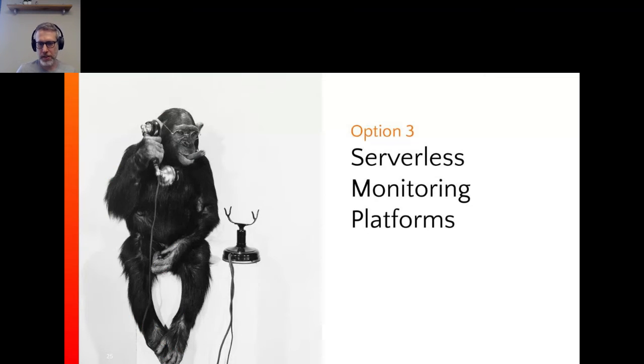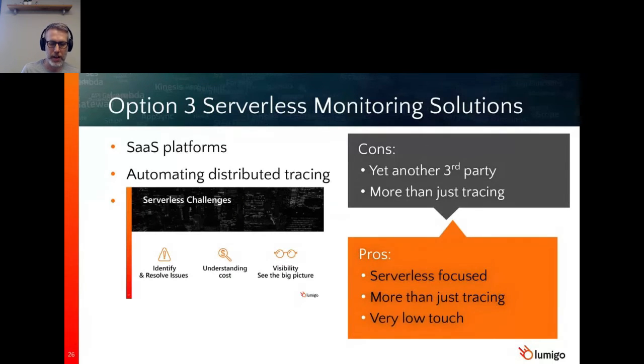The last option is our serverless monitoring platforms, third-party vendors. Lumigo is an example of that, which are dedicated for this, allowing you to see all the different important parts that you want to get in observability in one place. They're SaaS. You don't have to deploy anything on your side, any compute on your side. Another very, very important point is they're fully automated.